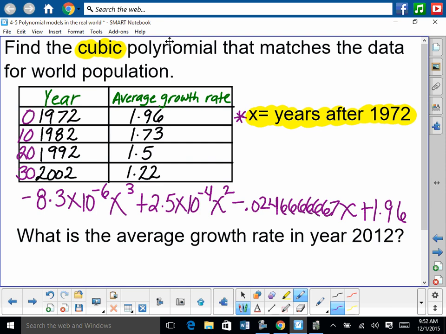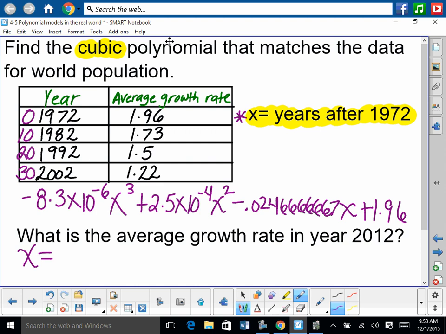All right, so it says, what's the average growth rate in year 2012? So this is the important part. What is our x? How many years after 1972 is 2012? So 72, 82, 92, right? That's 30 years at 92. No. 20 years. Yeah, 20. And then in 2002 is 30, and so on. So what's our x going to be?